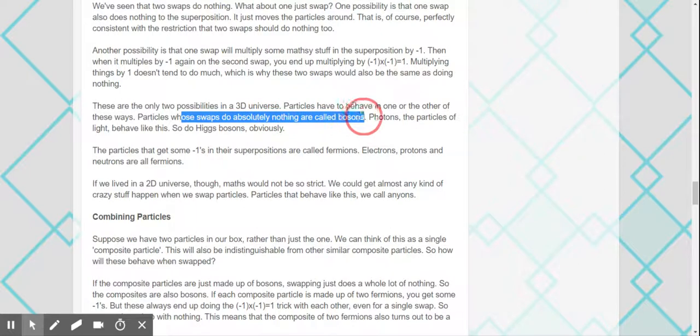Those particles are called bosons. Photons, the particles of light, behave like this. So do Higgs bosons, obviously. Particles that get a minus one in this way are called fermions. Electrons, protons, and neutrons are all fermions.